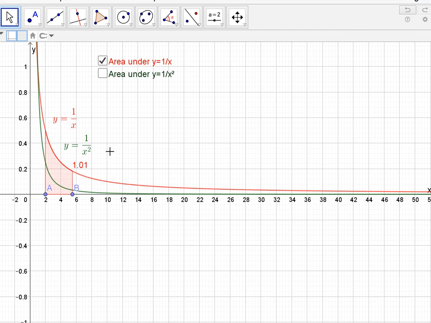In comparison, let's look at the area under y equals 1 over x. And we can see that it steadily increases the area under the curve, and there seems to be no sign of it approaching a limit.